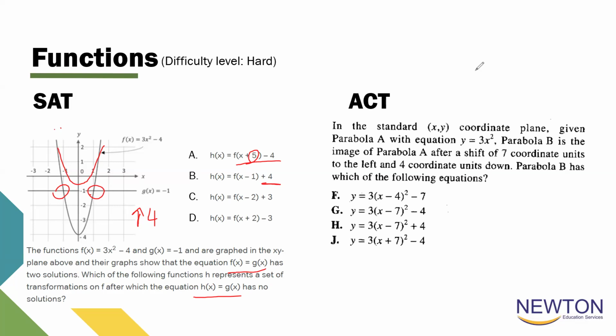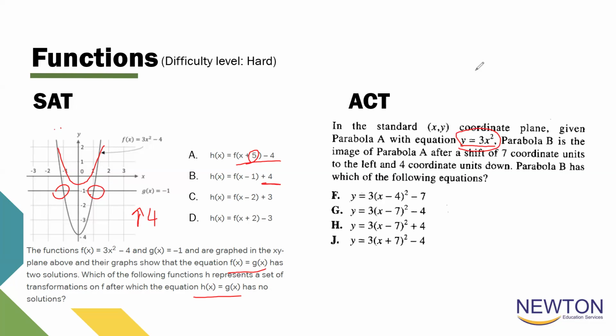Now, a similar question for the ACT is that in the standard xy coordinate plane, given a parabola with this equation, parabola B is the image of parabola A after a shift of 7 coordinate units to the left and 4 coordinate units down. Parabola B has which of the following equations? So I'm applying all my transformations on this equation.